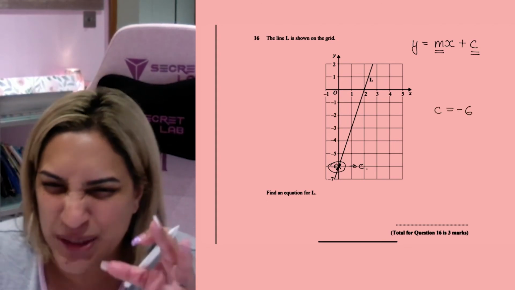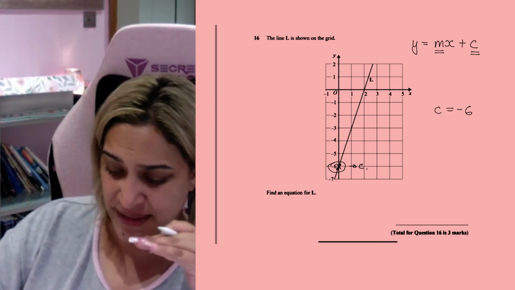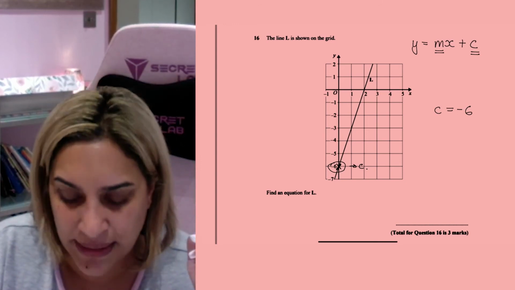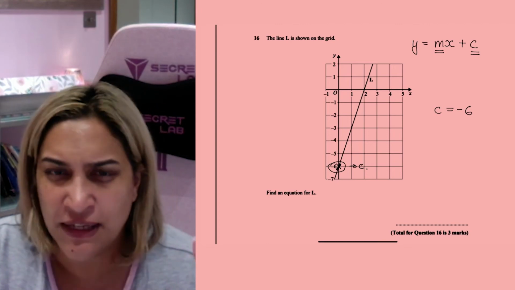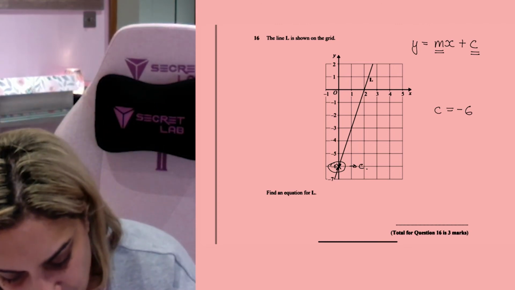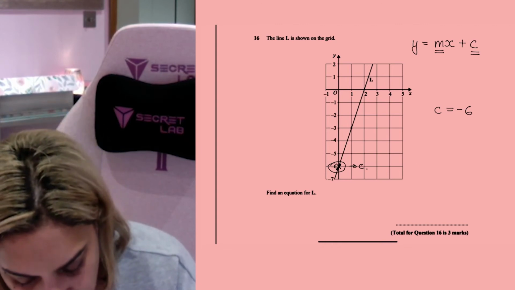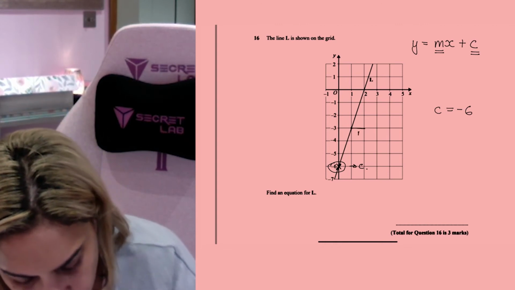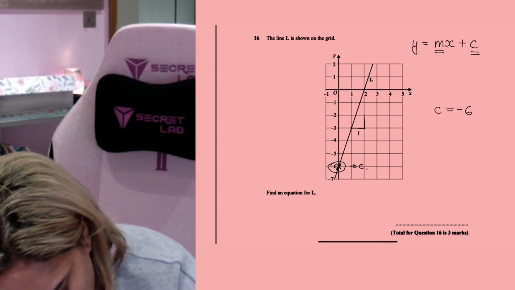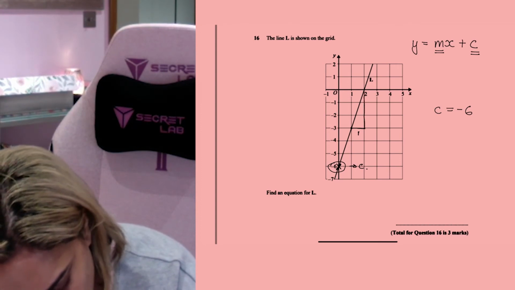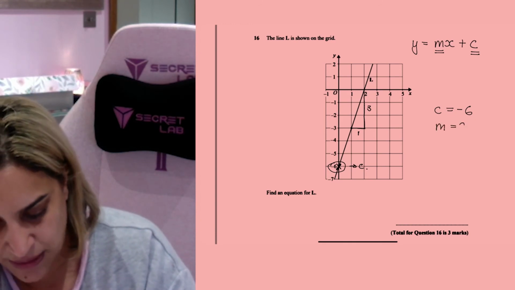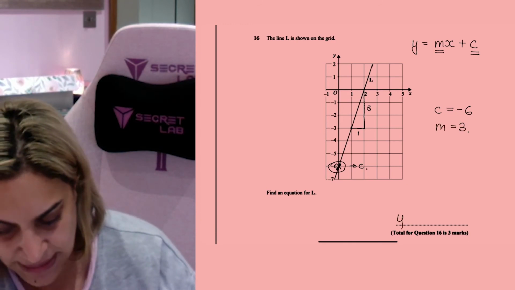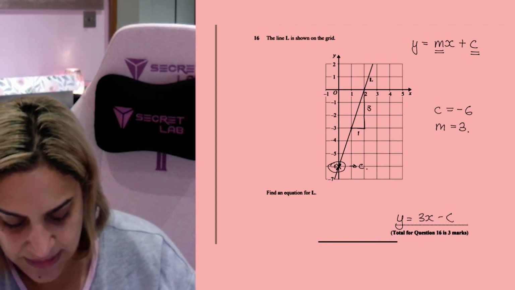My m is a little bit trickier. My m is my gradient. It tells me for every 1 that I go across, how many up do I go? Now in a graph like this, you could just count it. So you can say, okay, if I start here, because it's a nice clear one, I go 1 across to 2. I go up 1, 2, 3. So my gradient must be 3. So my m is 3. So I'm going to get y equals 3x minus 6.